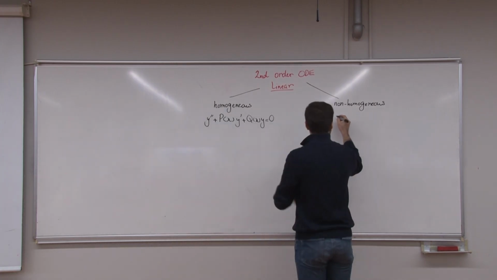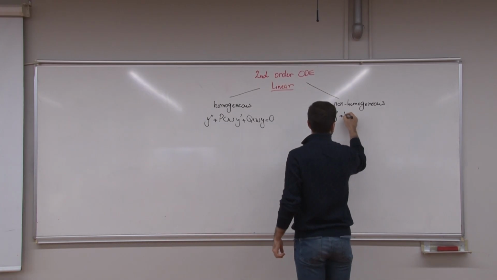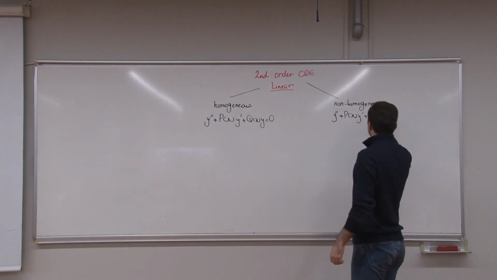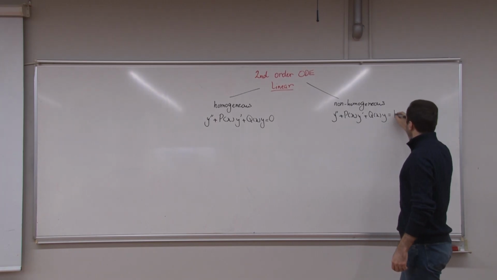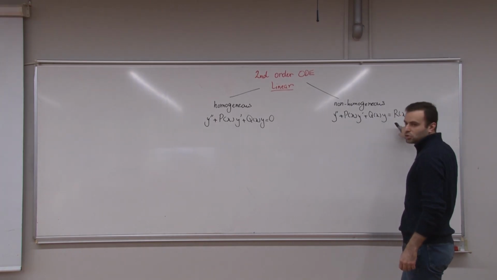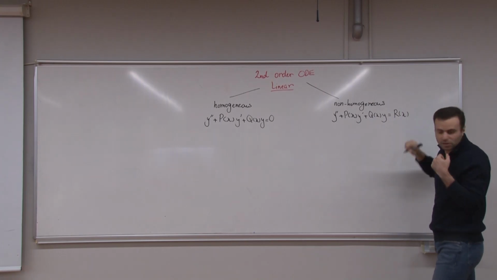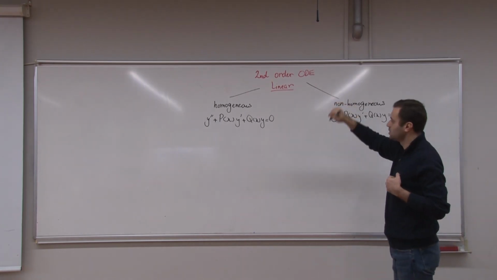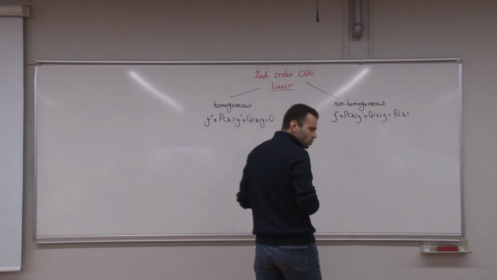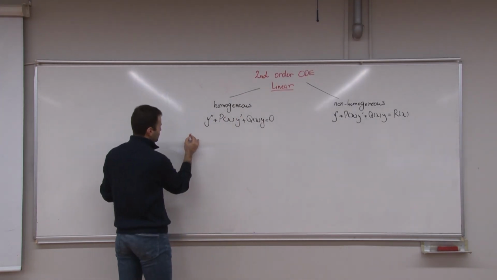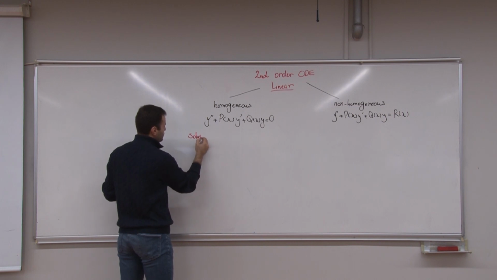And if you have the same equation, but this time, instead of having it equal to 0, if you have it equal to a non-zero function of x, then this is called a non-homogeneous differential equation of second order, which is linear. Okay? So, what were the solutions of a homogeneous equation?